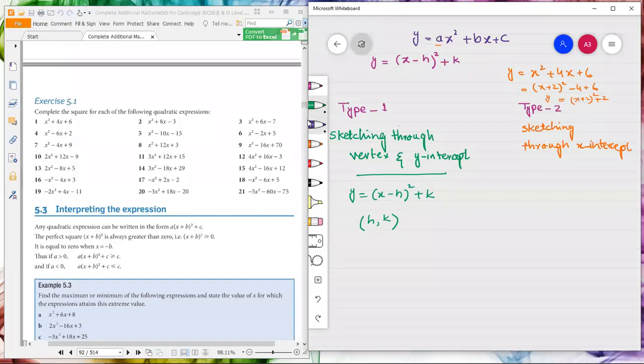What is a vertex? If a quadratic curve is like this, then the minimum point which divides the quadratic curve into two equal parts is called the vertex of the quadratic function. If we draw it open downward, then this maximum point is called the vertex of the quadratic function. So h and k, this is called the vertex. And we know how to find a y-intercept just by putting x equal to 0.